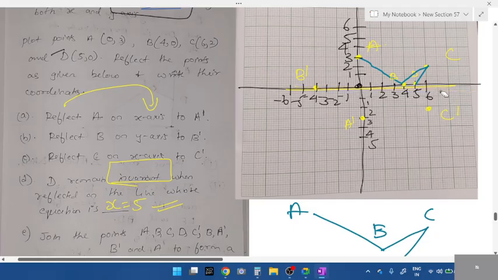I place the mirror on the y-axis. For C, I place it on the y-axis. This is C dash. Next.